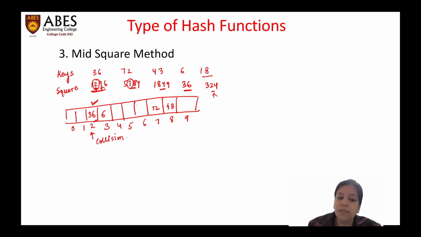And there are various techniques to resolve these collisions, which are called collision resolution techniques. We are going to look at these techniques in the next video. So this is how the mid-square method works. We simply square the key values and take the middle digit as the index in the hash table.